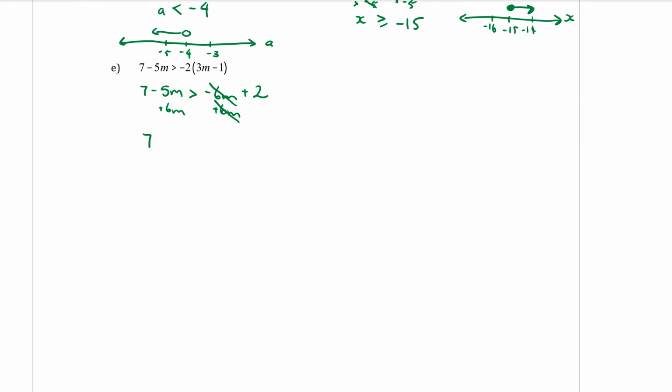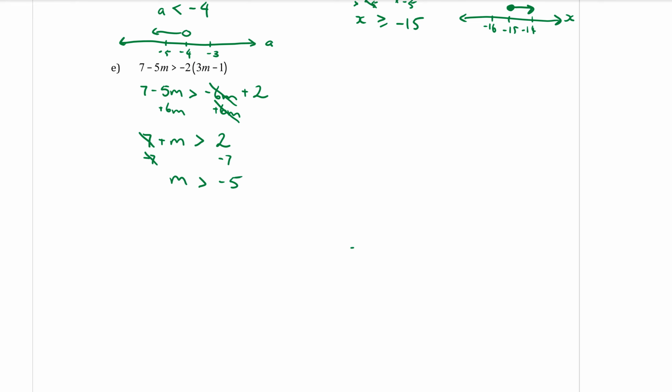7 -5m plus 6m is 1m, a positive 1m. My sign, I still haven't done anything to affect that sign, so it's still a greater than. And on the right-hand side, I have a 2. The only thing left to do is to subtract the 7. M is greater than, 2 minus 7 is -5.